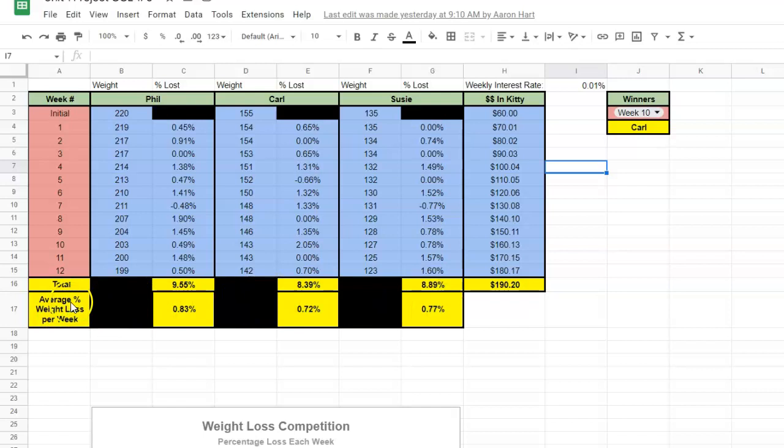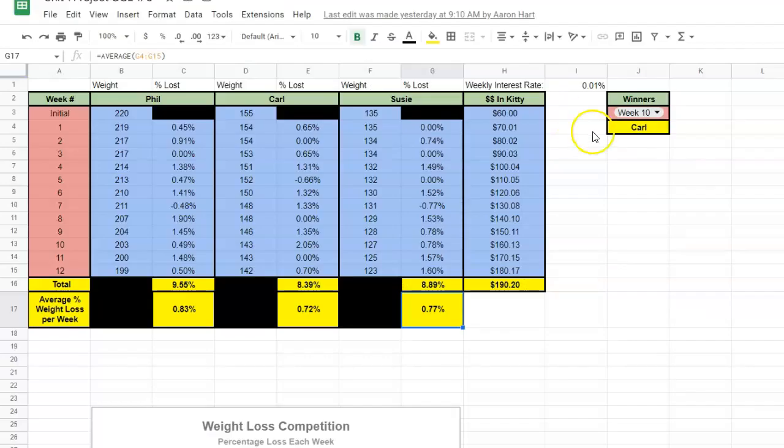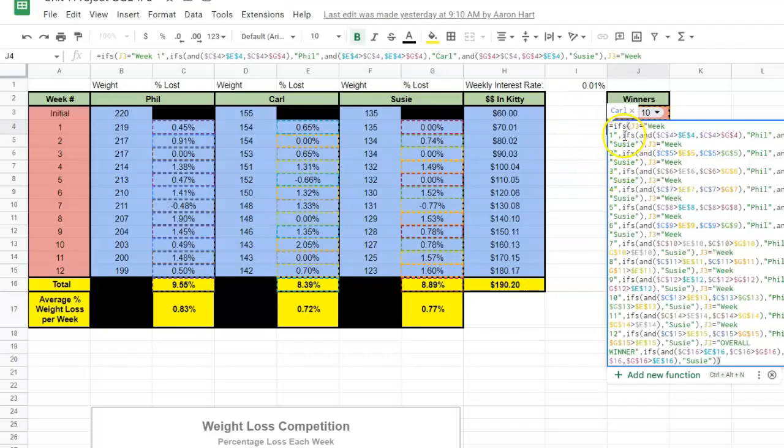And then we also used averaged percent weight loss per week because we were kind of struggling to figure out another function that we could use because most of this was straightforward. So we just have average from C4 to C15, and we do that for each person to find their average percent loss per week. If statement, I already showed, I'll show it again. If statement right here.